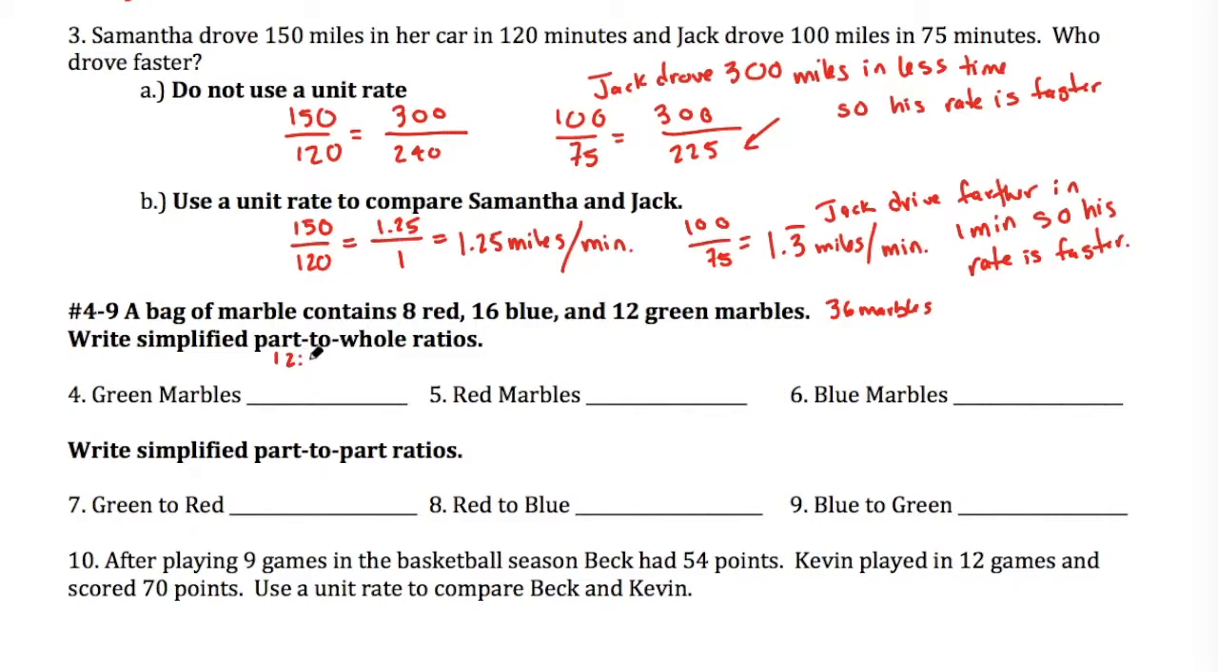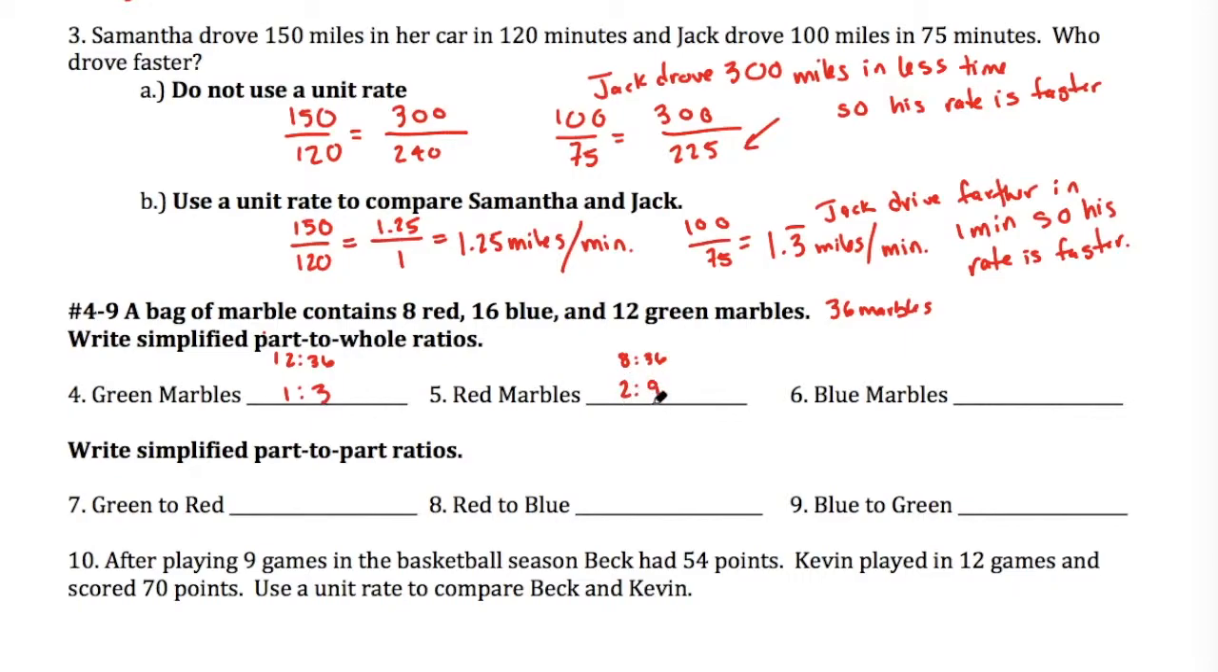Now 12 to 36 is not simplified, so we can reduce that. We know 12 goes into both, so this is actually 1 to 3. So again, we're going to follow the same order. It tells us part, then whole, so we're going to keep it that way, 1 colon 3. And you could have written the word to, you could have written 1 over 3. All of those would have been fine. Okay, now what about red marbles? Well, unsimplified, it would be 8 to 36. Okay, we can recognize that 4 is going to go into both. So 4 goes into 8 twice, 4 goes into 36 9 times.